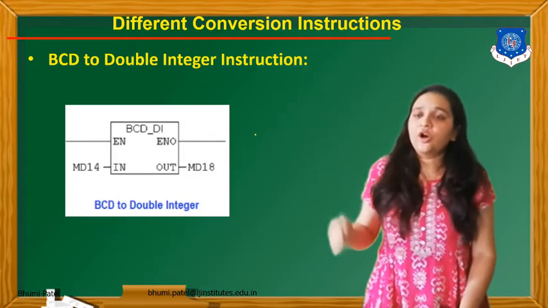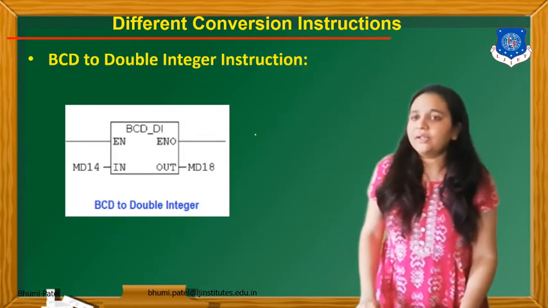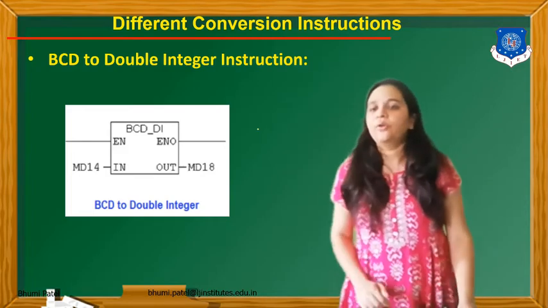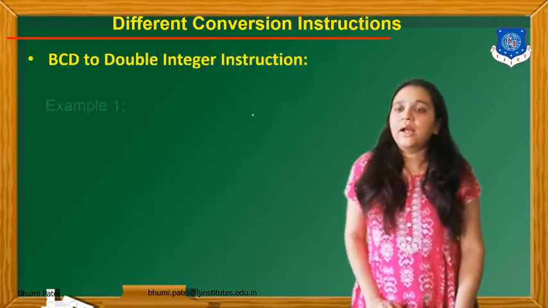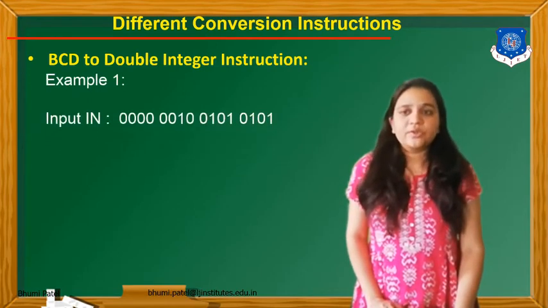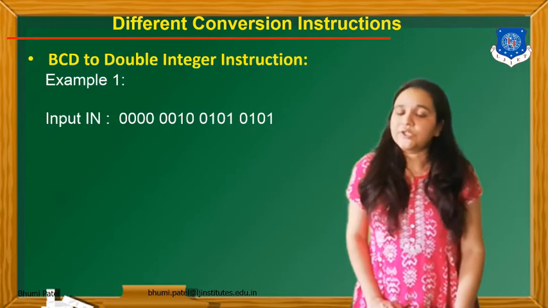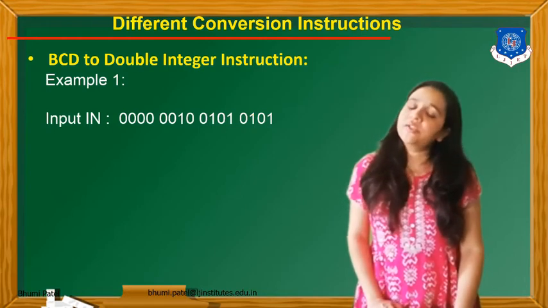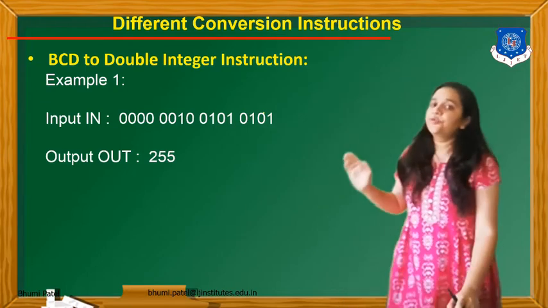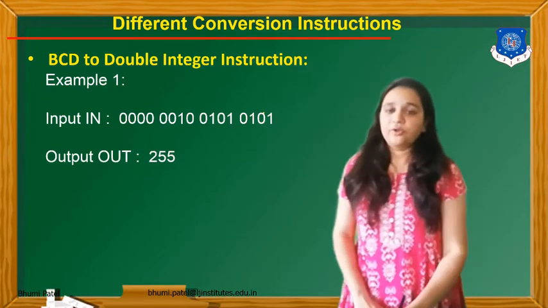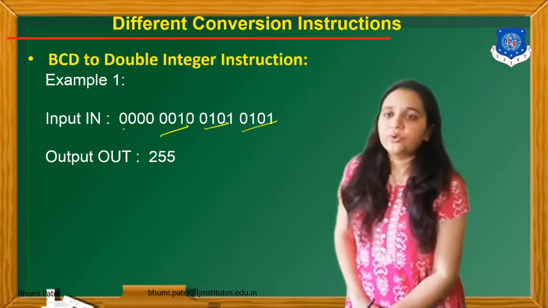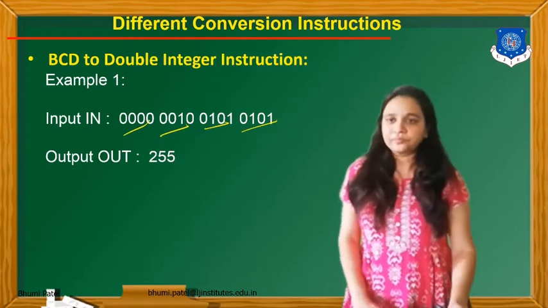So this is the block of the BCD to double integer, BCD to DI, with enable input, ENO and the output. And this is my example. Input is 0000, 0010, 0101 and 0101, and the output is 255, because 0101 is the number 5, 0101 is 5, and 0010 is 2, and 0000 is 0. Clear?